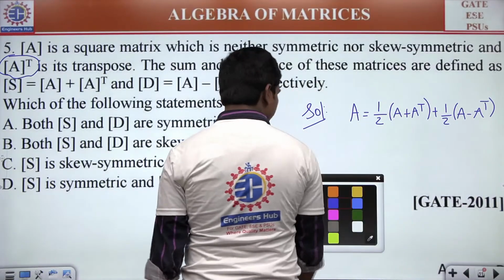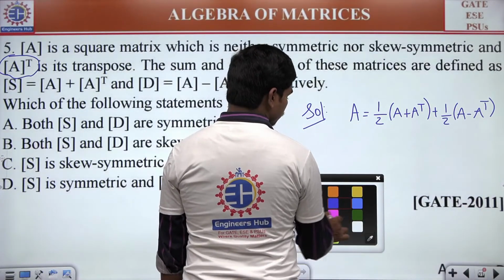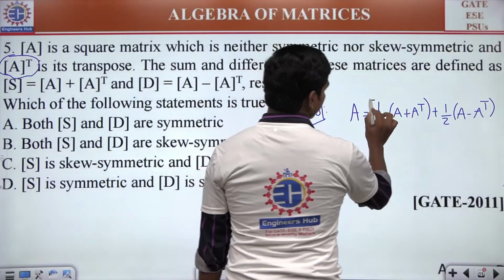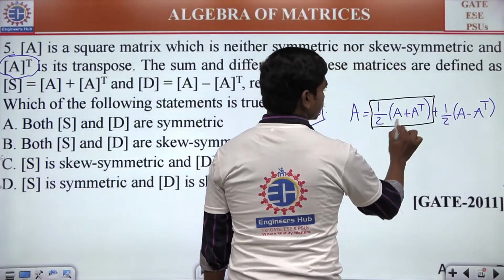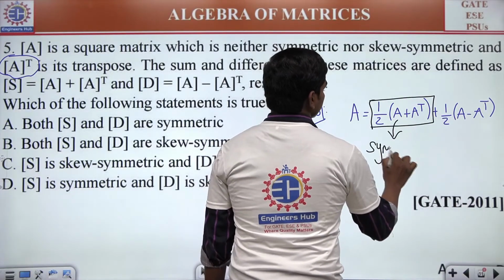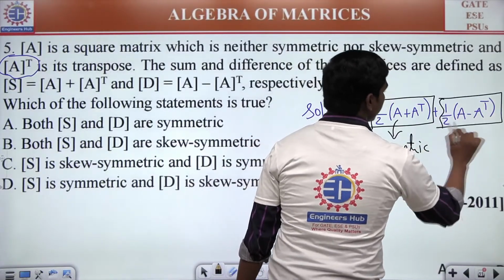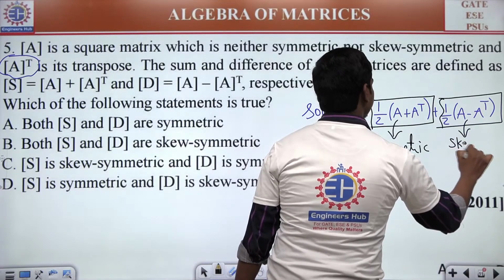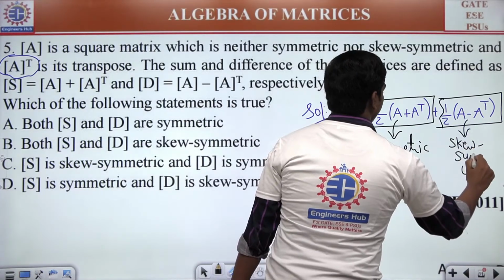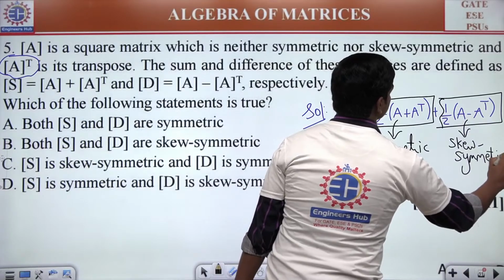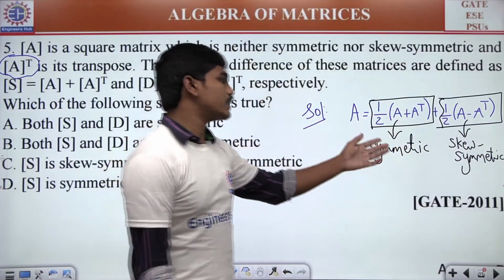Now it's undoubtedly clear. In yesterday's class we have seen that this term, half times A plus A transpose, is symmetric, and of course we have also seen that half times A minus A transpose is skew symmetric, correct? So we have seen this. If you know this, then definitely you got it.